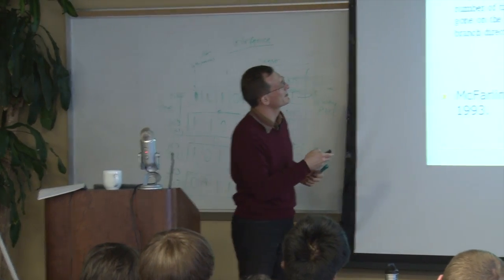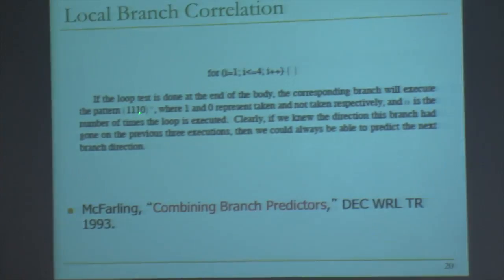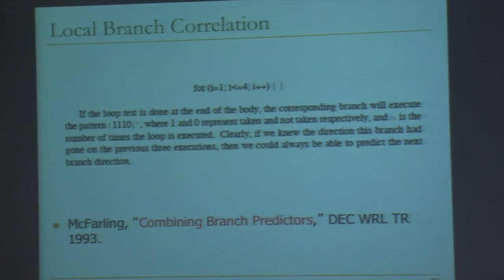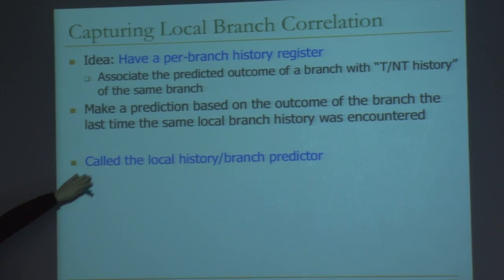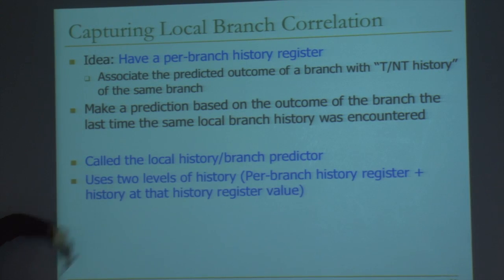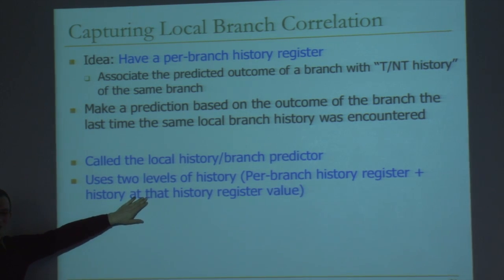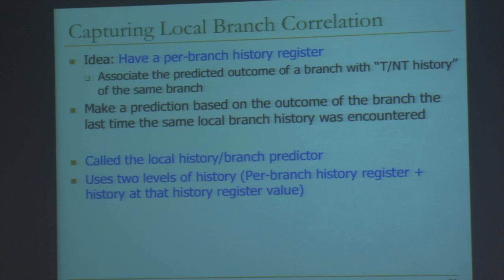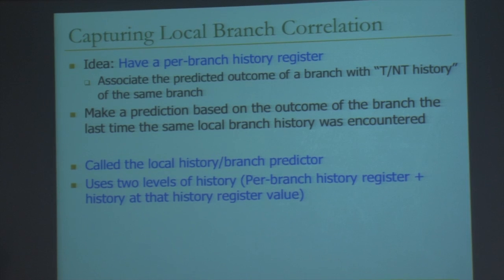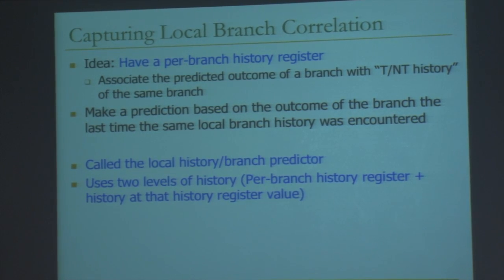Make sense? It's basically what this was saying. Right? The last time you saw 1, 1, 1, the branch went 0 the next time. OK. This is called the local history, or local history branch predictor. Again, it uses 2 levels of history. One is a per branch history register instead of the global history register. And the history of that branch at that history register value, which is a taken, not taken behavior. Again, that could be 2-bit counters, right? Because you may not want to change your belief very quickly if the outcome changes for that particular local branch history.